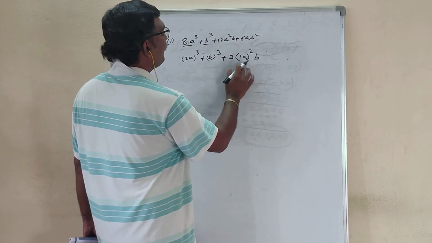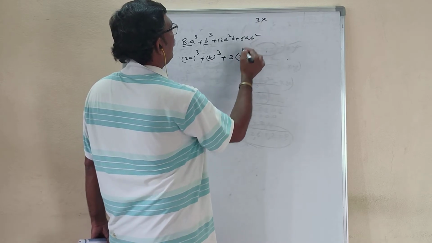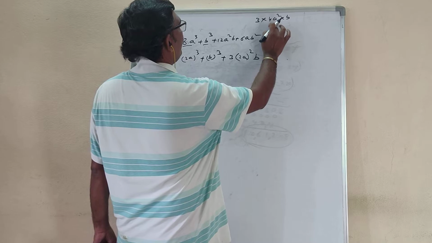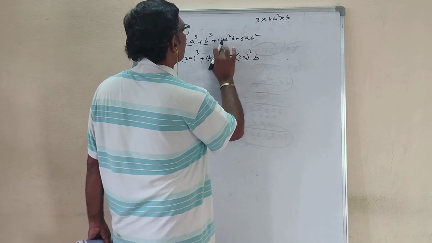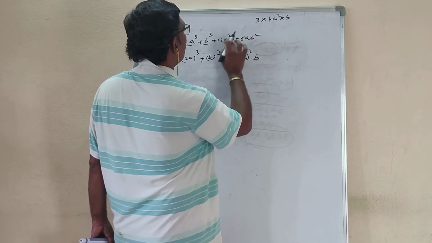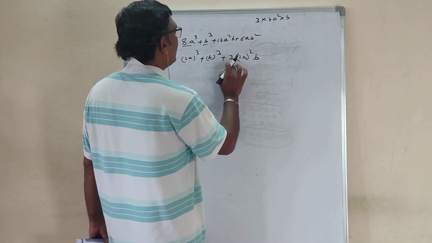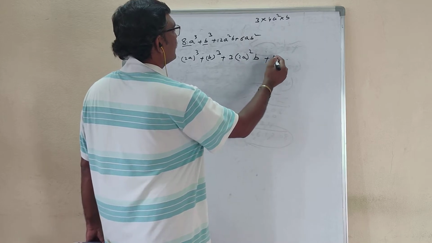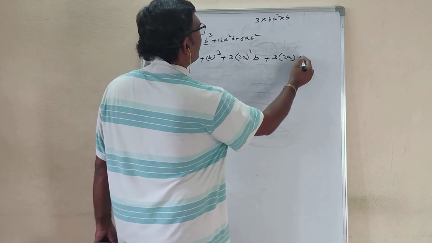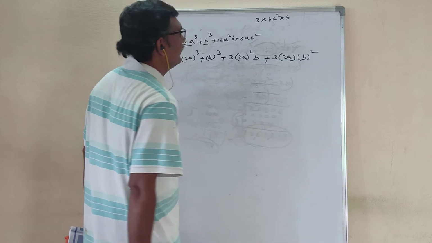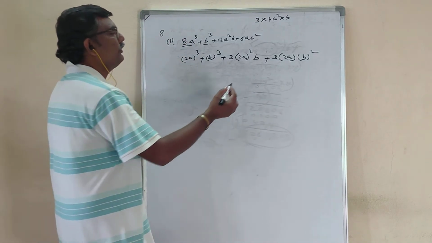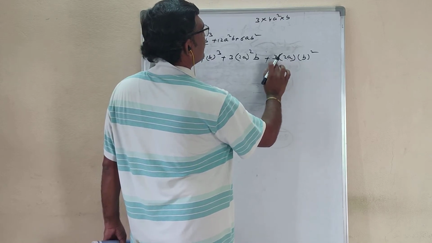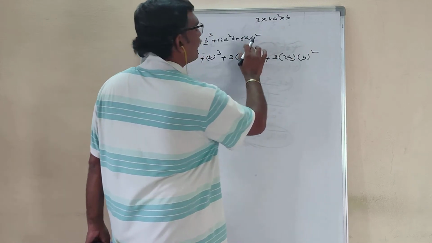So if you simplify it, 2a whole square is 4a square into b. 3 into 4a square into b is nothing but 12a square b. 3 into 4 is 12, a square b. 12a square b I have written as 3 into 2a whole square into b, plus 3a b square. So if you simplify this entire thing, 3 into 2a is 6a, 6a into b square is 6ab square.